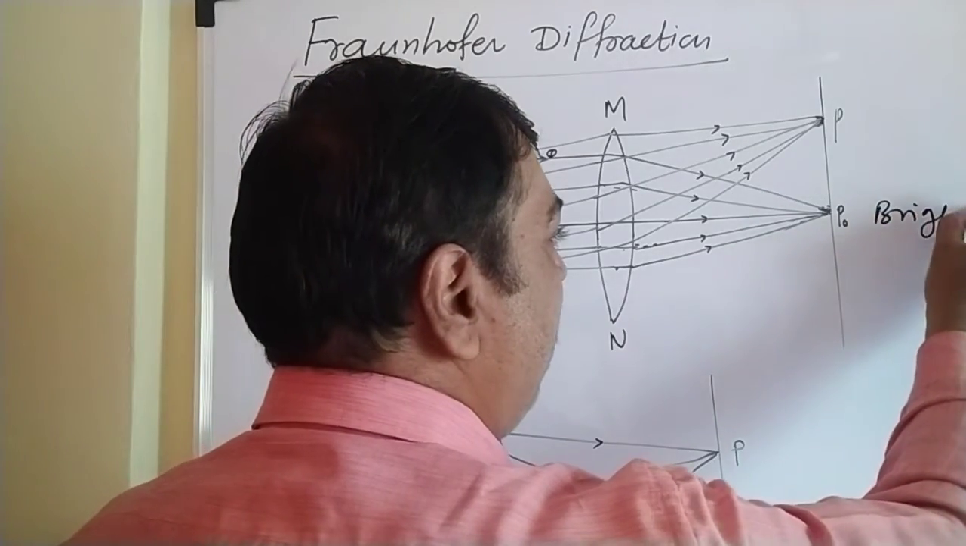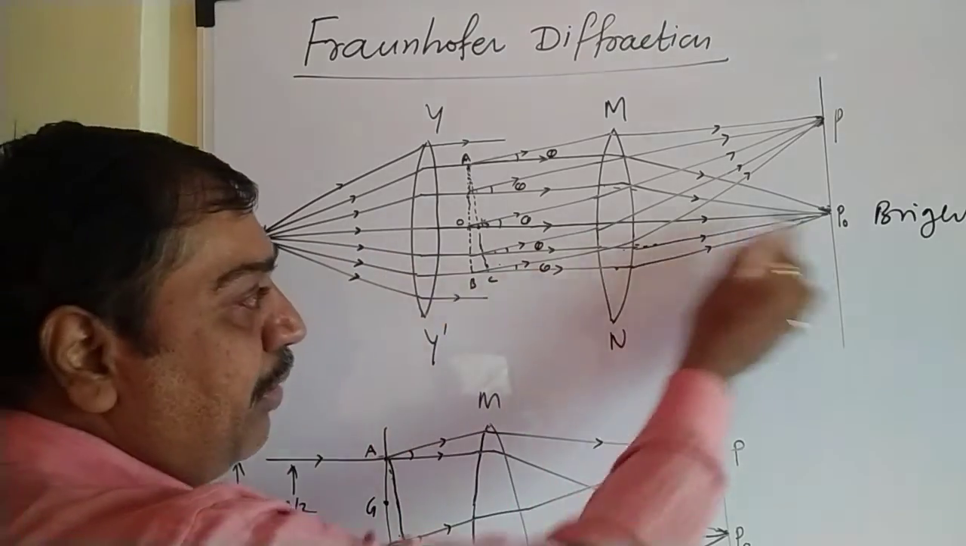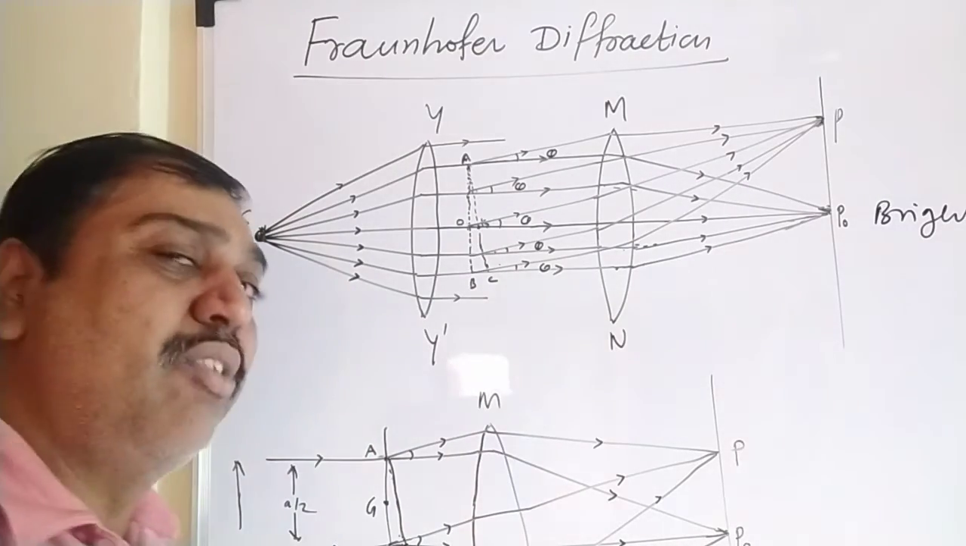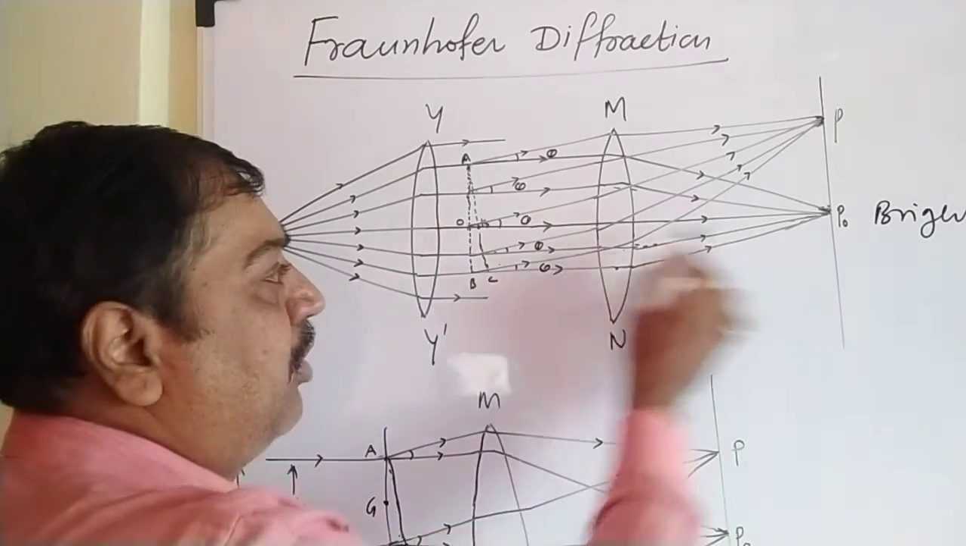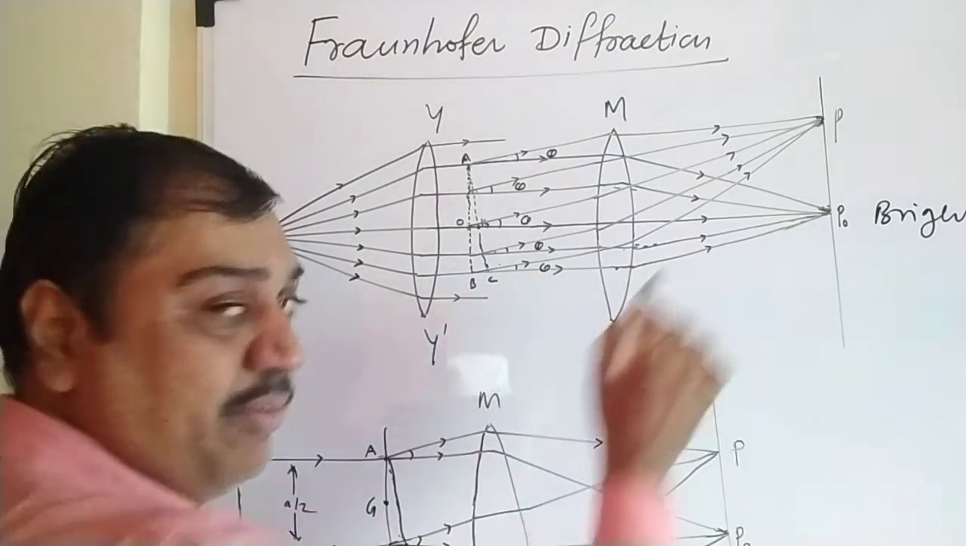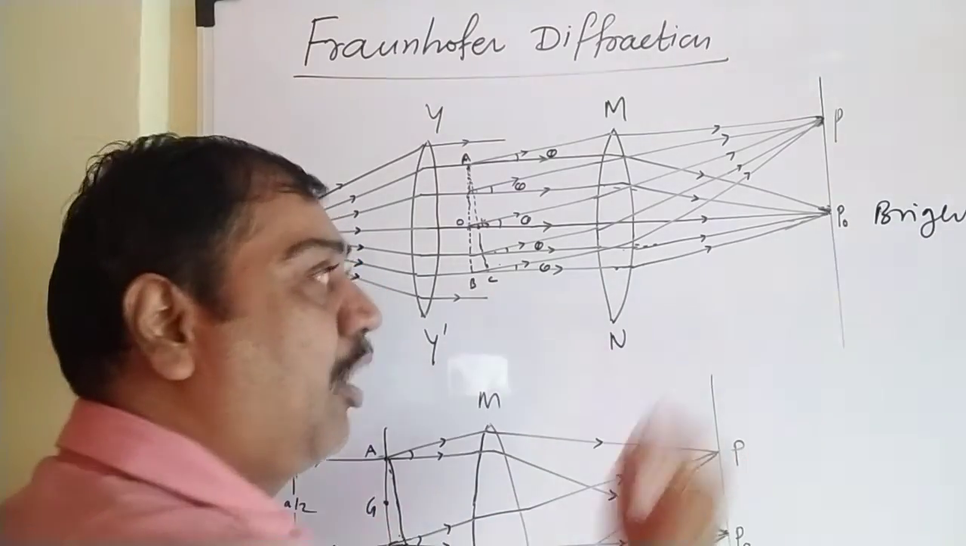Why is it a bright point? Because of phase difference. The first line goes straight here, because any light ray passing through the center of the biconvex lens has no deviation, so it goes in a straight line. So light rays coming in upward and downward directions come in phase, or there is zero path difference. If the path difference is zero, the point is said to be a bright point.